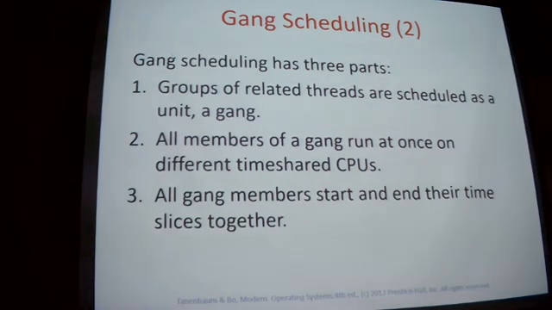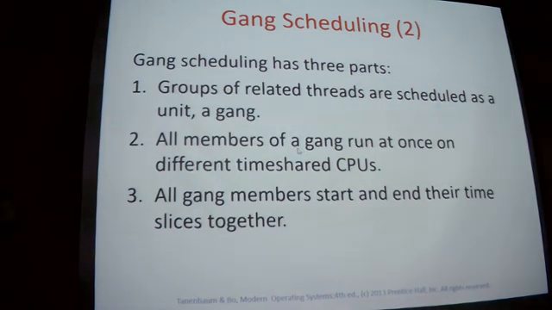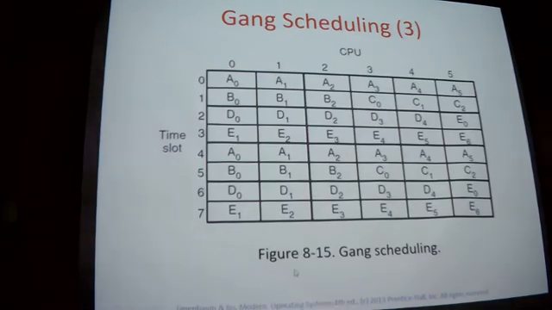Some definition about gang scheduling. Groups of related threads are scheduled as a unit, a gang. We just call it a gang. All members of a gang run at once on different multiple time-shared CPUs. This means multiple CPUs run the members of a gang at the same time.